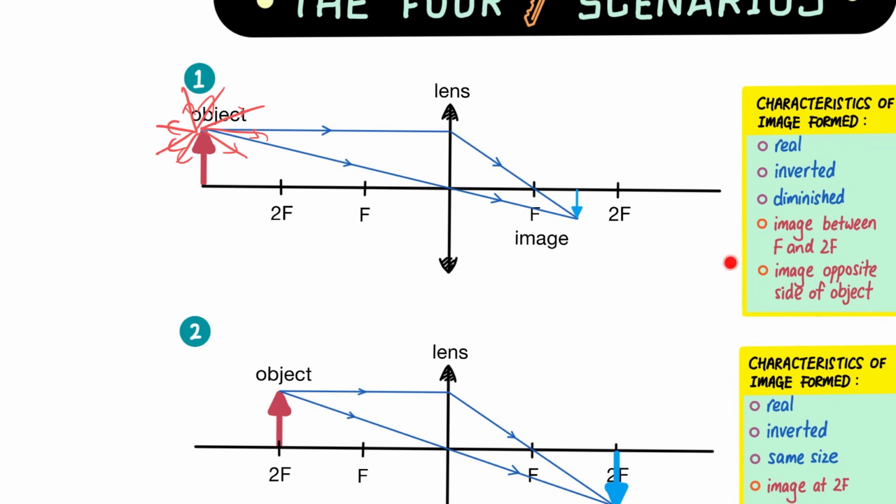And another ray that has rules to follow is if it's parallel to the principal axis, which is over here, after passing through the lens, because of bending of light, refraction, it will pass through F. It must pass through F, and you continue, you will have an intersection. That's where you know the location of the image, the tip of the image.